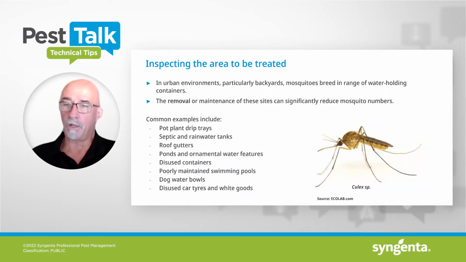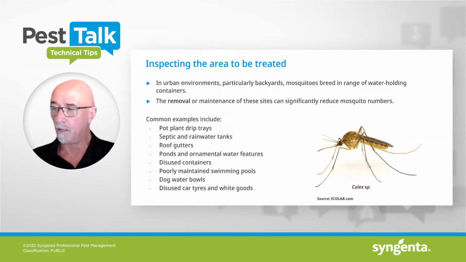Inspecting the area to be treated. In urban environments, particularly backyards, mosquitoes breed in a range of water holding containers, notorious for people storing things behind sheds and garages. The removal and maintenance of these sites can significantly reduce mosquito numbers. Pot plant drip trays. A good one there is to tip the water out, fill it full of fine-grained sand, and then put the tray back around the edge so there's no water on the edge.